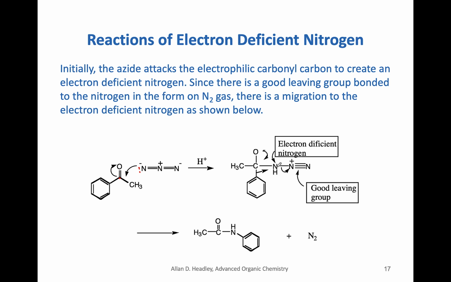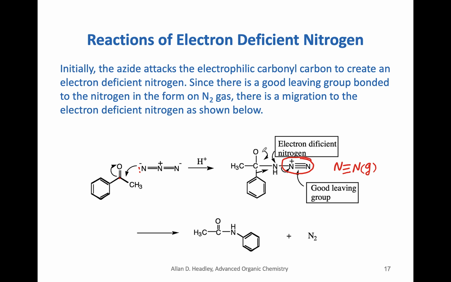As you can imagine, this nitrogen is electron deficient. Why? Because it's bonded to another nitrogen, same electronegativity, but we have here a good leaving group in the form of nitrogen gas. So that's our nitrogen gas. Let me even emphasize it with a gas. As you know from undergraduate organic, if a reaction liberates a gas as a product, it's favored to go to the right because of entropy.